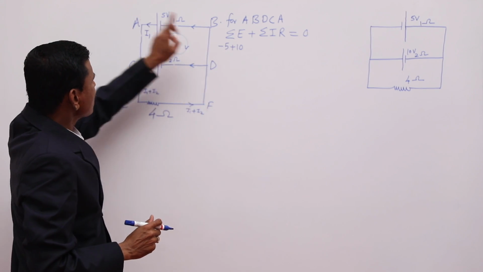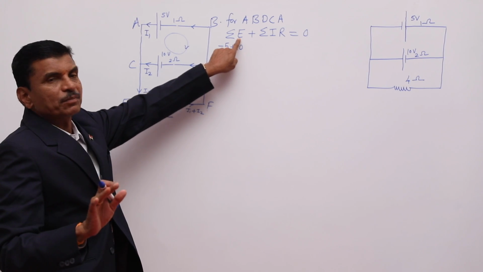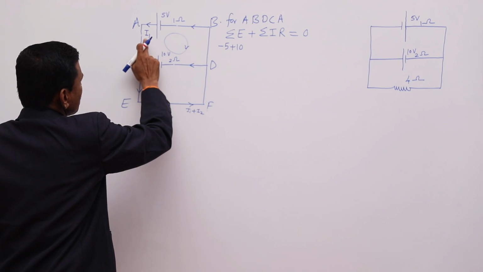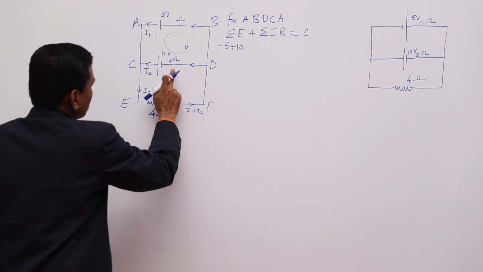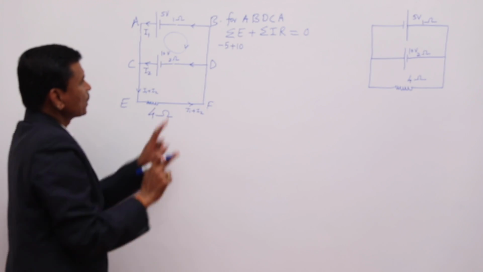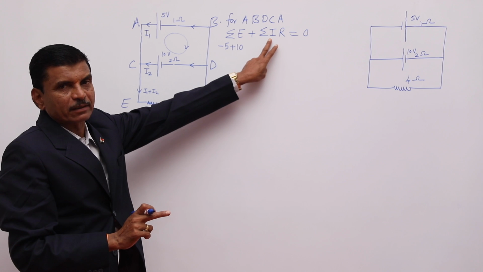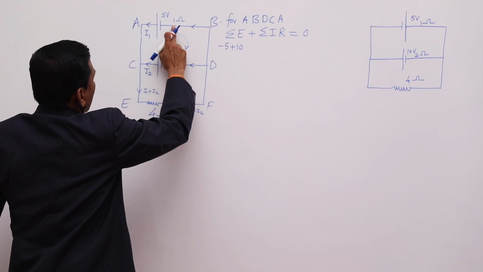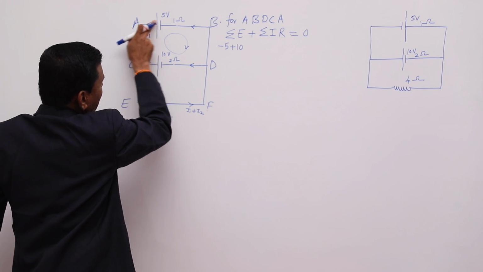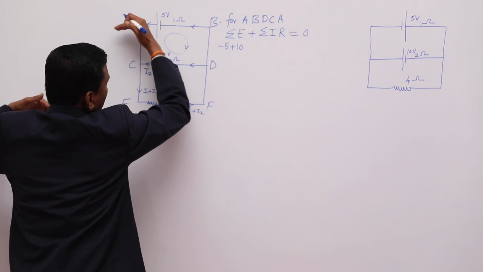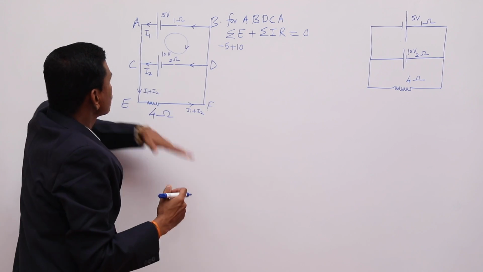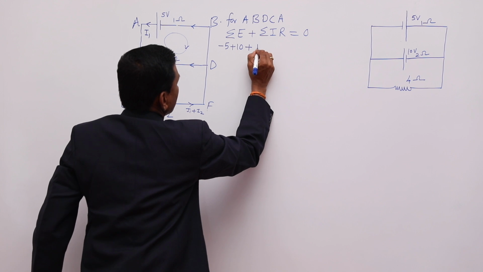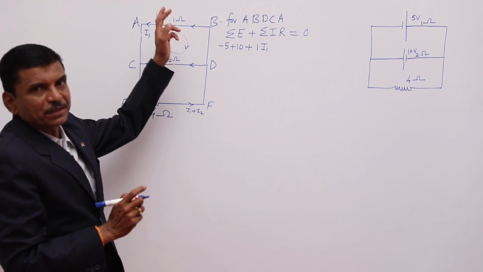There are 2 batteries, so we have taken summation E. Now we have to take summation IR. See, 1 ohm resistance with current I1 gives 1 I1, and this is 2 I2. So there are only 2 PDs. Going from A to B, 1 I1, current I1 is here and we are traveling in the opposite direction. So we are traveling from lower potential to higher potential, so take that plus 1 I1. Do you get this point?